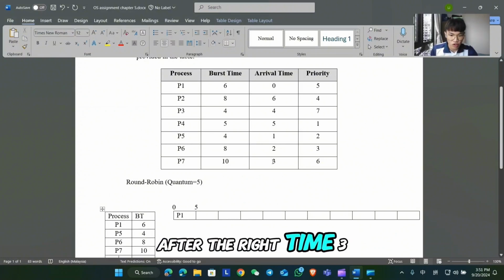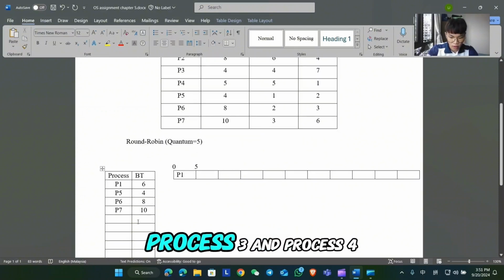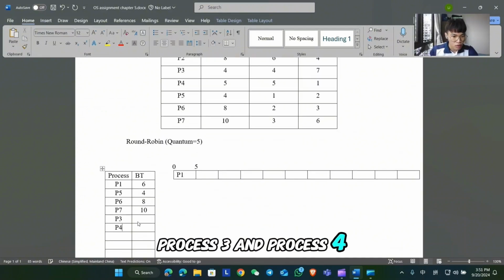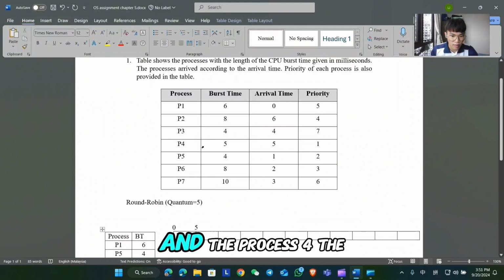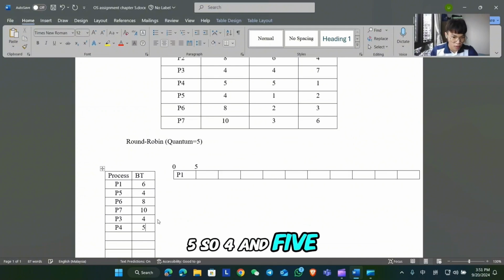After arrival time 3 come 4 and 5, so P3 and P4. Process 3 and process 4. For process 3, the burst time is 4, and for process 4, the burst time is 5.